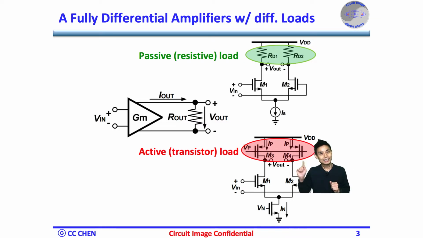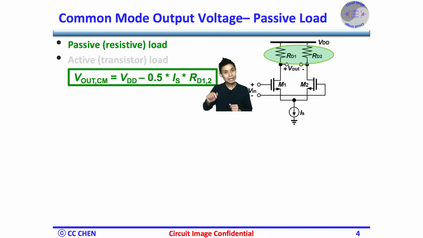Then, let's check their output common mode voltages respectively. For the passive load differential amplifier, the output common mode is simple. As you can see, the current is only set by the tail current source Is. So, the output common mode voltage would be VDD minus half Is times RD, which should be stable, since both Is and RD will be stable. Therefore, the output common mode level will be well defined with no issue.